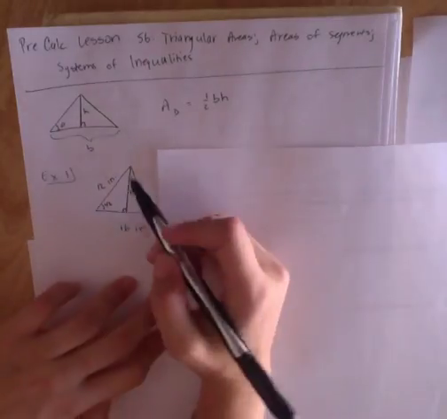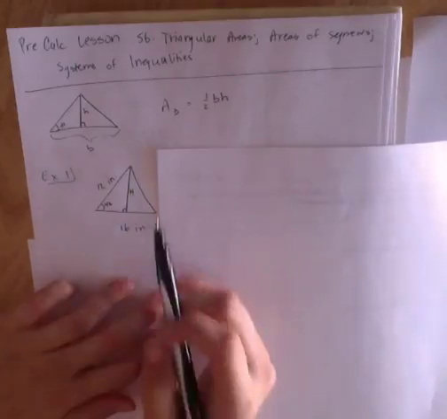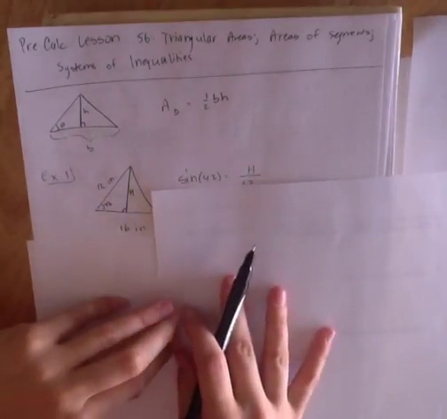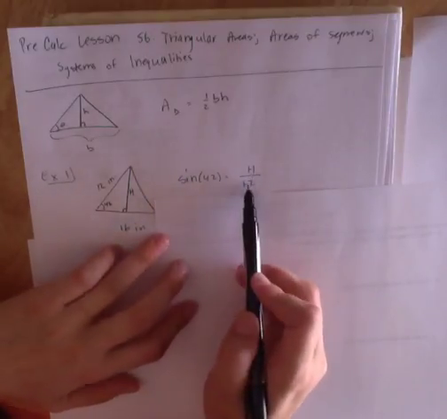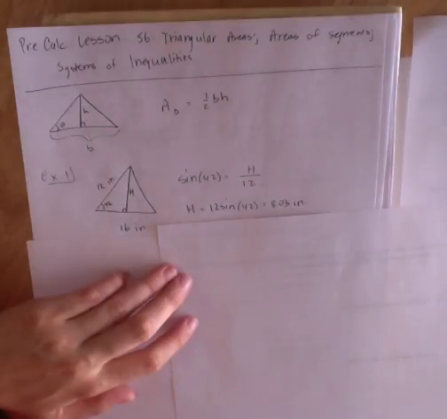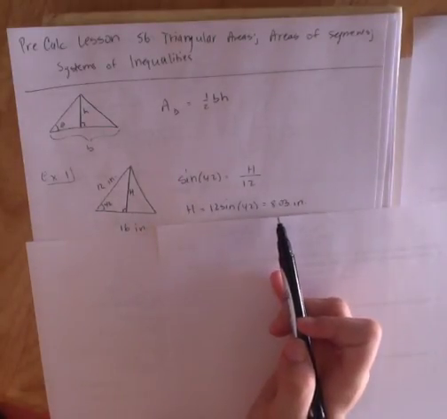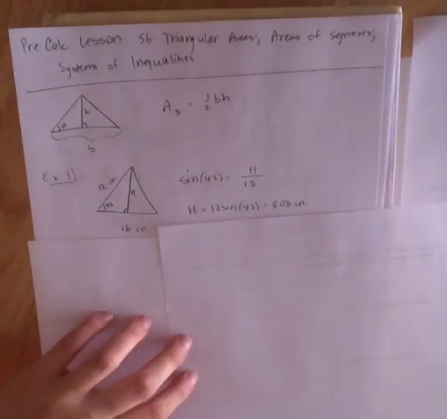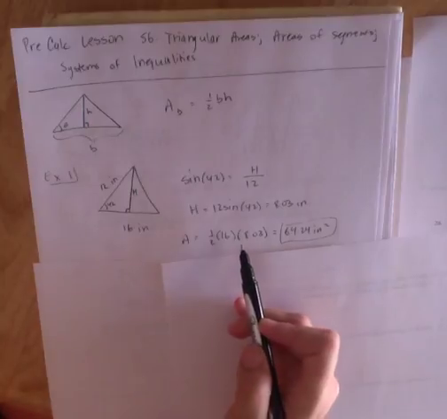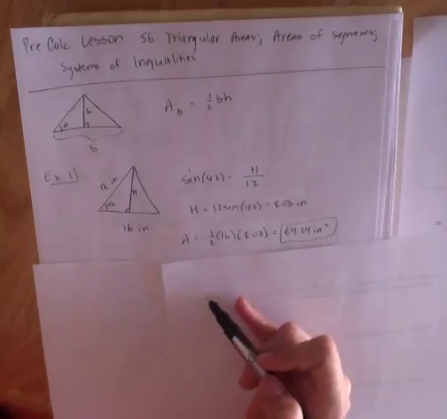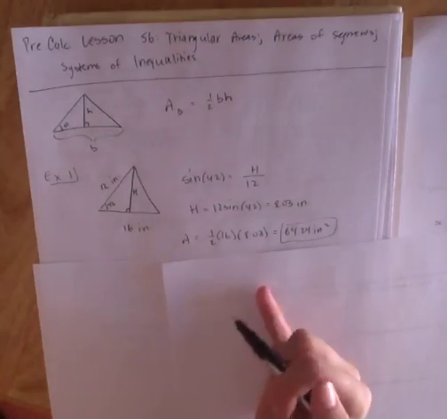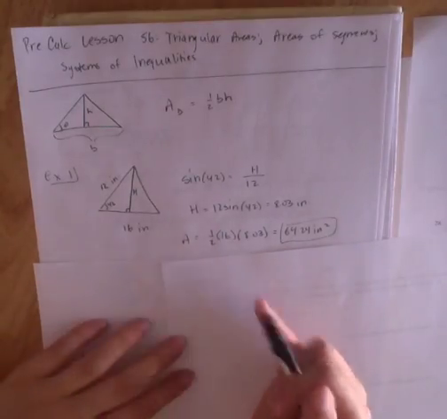So I draw my height here, and it's perpendicular to the base. And I know that I have the opposite and hypotenuse, so I can say that the sine of 42 is h over 12, meaning that h is 12 sine of 42, which gives me about 8.03 inches. So my area is 1/2, my base is 16 and my height is 8.03, giving me about 64.24 inches squared. Don't forget your units. Very, very important.